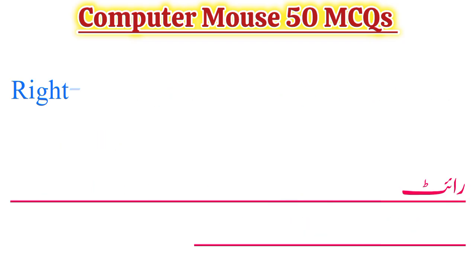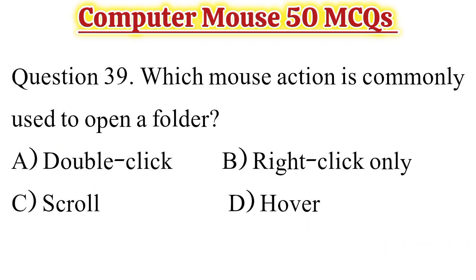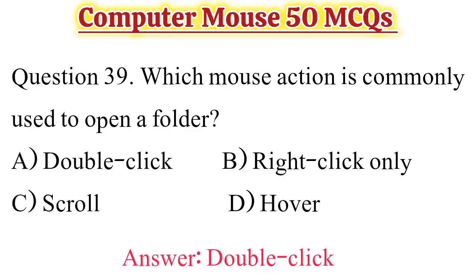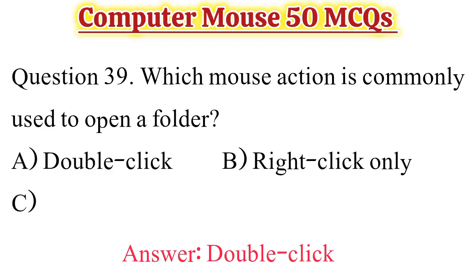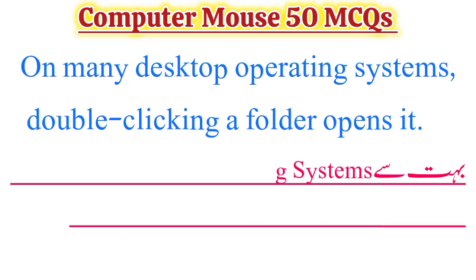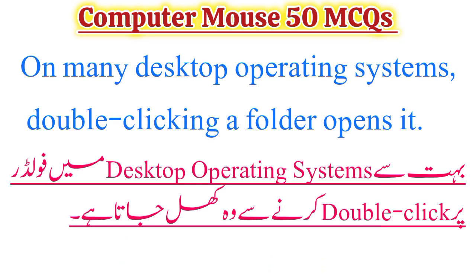39. Which mouse action is commonly used to open a folder? A. Double-click. B. Right-click only. C. Scroll. D. Hover. Answer: A. Double-click. On many desktop operating systems, double-clicking a folder opens it.